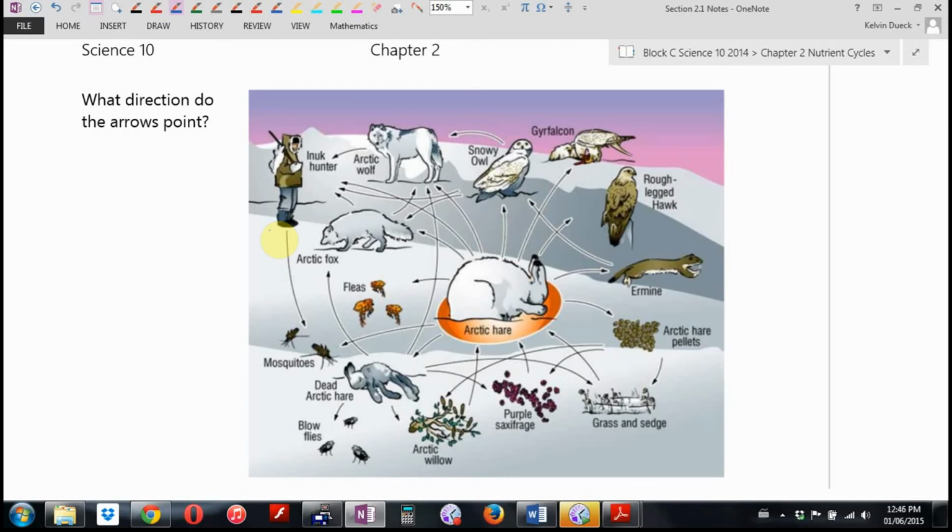So that's why you'll see there are what we call key species. We're going to give these a special name. This is clearly an important species because a lot of arrows come from it or flow towards it. It looks like the Arctic hare feeds fleas. Dead Arctic hare feeds all the decomposers, all the detrivores. Its droppings also feed detrivores. Ermine eat it, hawks eat it, falcons eat it, snowy owls eat it, wolves eat it, humans eat it. So what direction do the arrows point?